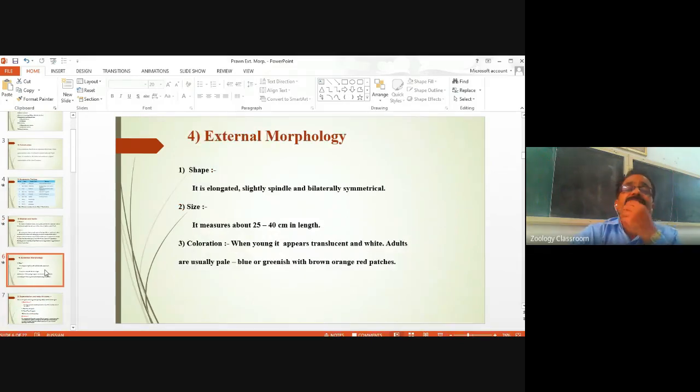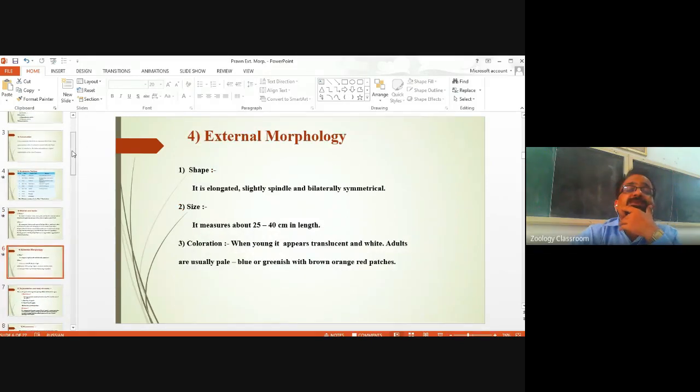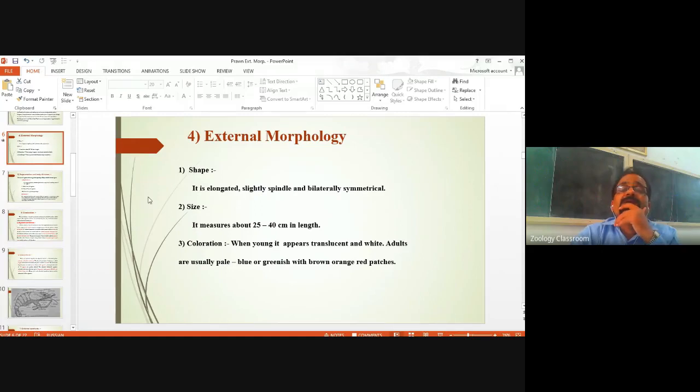Now, morphological peculiarities here. Shape. As it is elongated, slightly spindle, and it is bilaterally symmetrical. Spindle shape is very much important because at the anterior-most end, as a body part, it is having a rostrum. No doubt, its antenna and antennule extend beyond its rostrum.